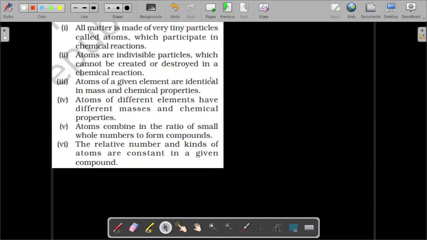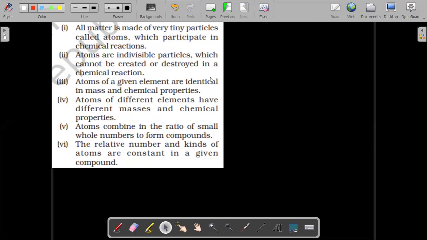if you go on dividing matter into smaller and smaller particles, you will find that a stage will come where the matter will not divide further, and that we call the atom. The first point is clear to all of you, I hope: all matter is made up of very tiny particles called atoms, which participate in chemical reactions.